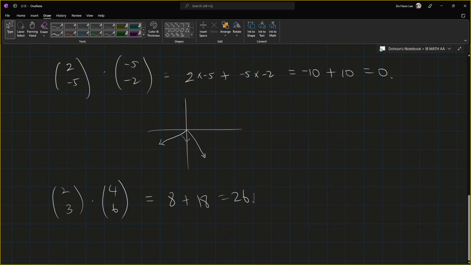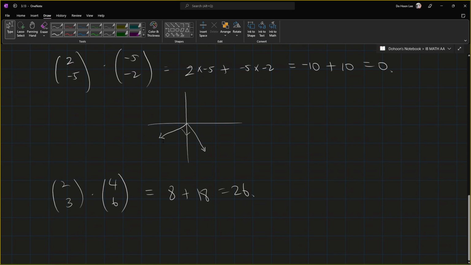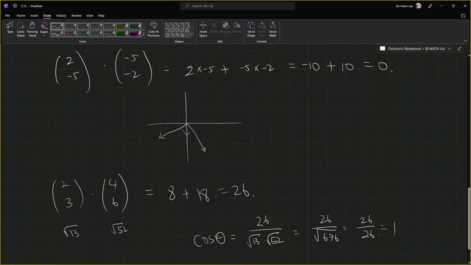Let's divide 26 by the magnitude of each vector. The magnitude of the first vector is the square root of 4 plus 9, so 13, and the second is 16 plus 36, so 52. So cos theta is 26 over square root of 13 times square root of 52. The denominator now becomes the square root of 676, which is the same as 26. So we get 1. When is cos theta 1?